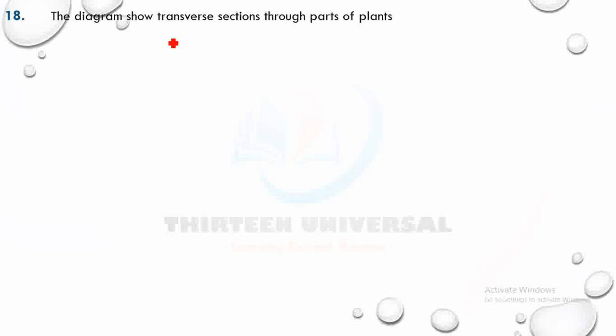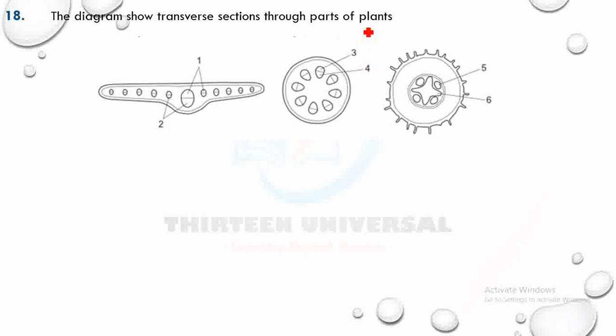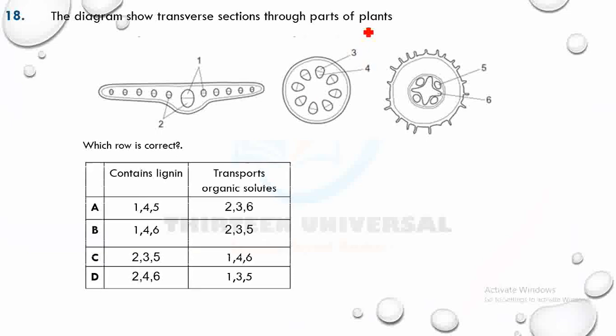The diagram shows transverse sections through parts of plants. Okay, which row is correct? Yeah, which row is correct? I'm asking you, so pause the video. So which row is correct, guys? Don't forget, this is a leaf. This is the upper epidermis, that's the lower. These are vascular bundles. The first you see is xylem. So one is xylem.